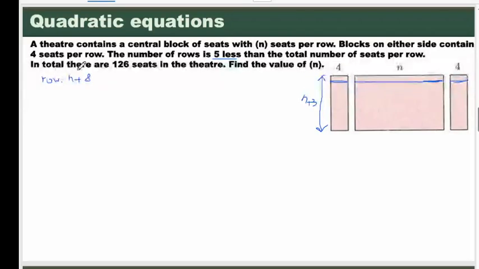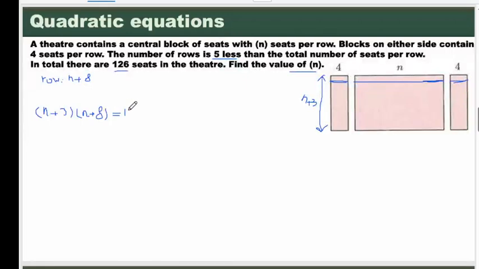It says in total there are 126 seats in the theater. Find the value of n. We are going to find the value of n. We know the total seats is the number of rows times the number of seats that we have for each row. So I say n plus 3, times n plus 8.